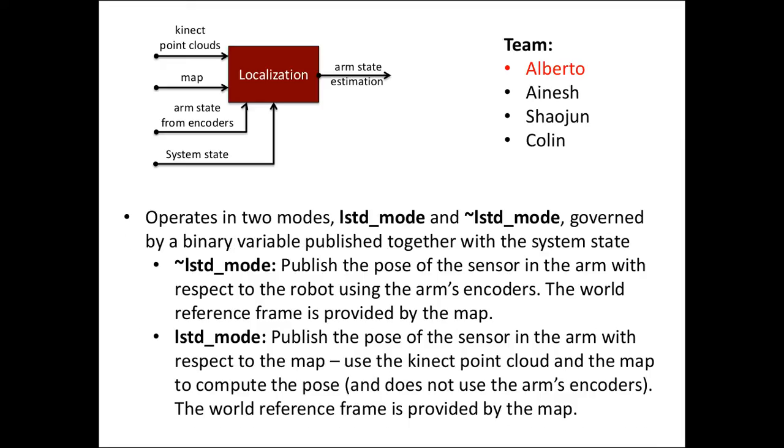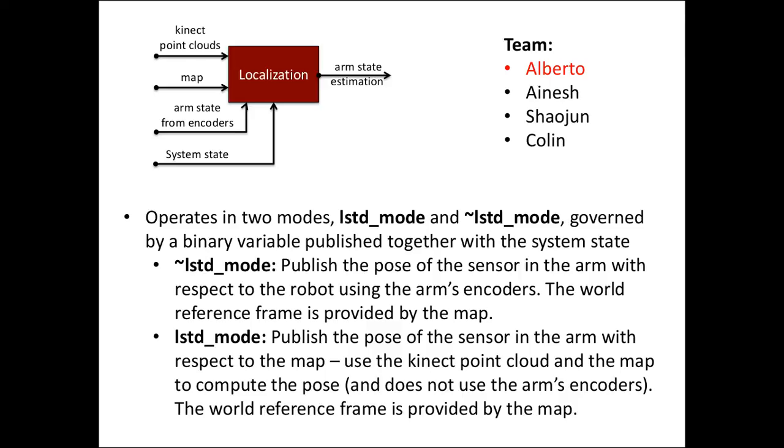So this localization model operates in two modes. One that I called LSTD mode, or localization standard mode, and the other that I called not in the localization standard mode. These two states of this module, the localization model, are governed by a binary variable that is published together with the system state.